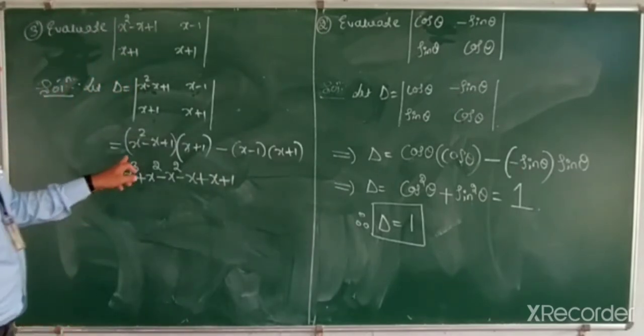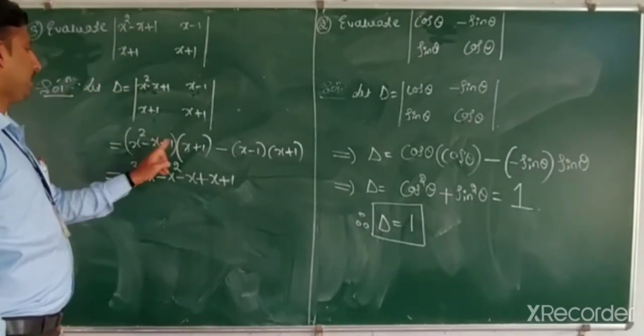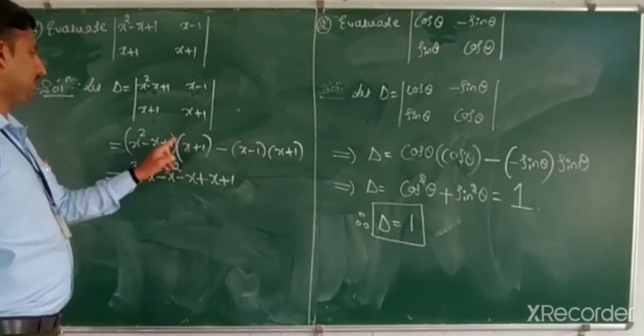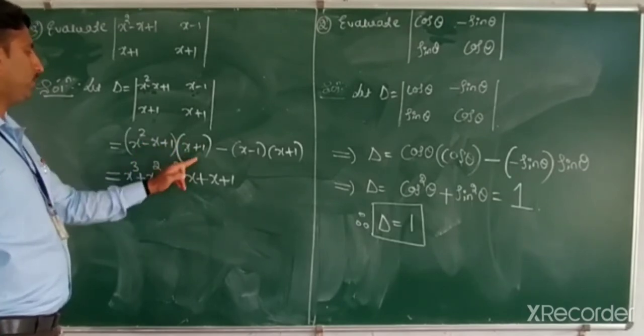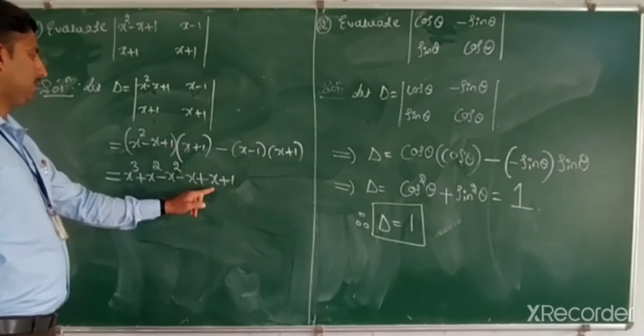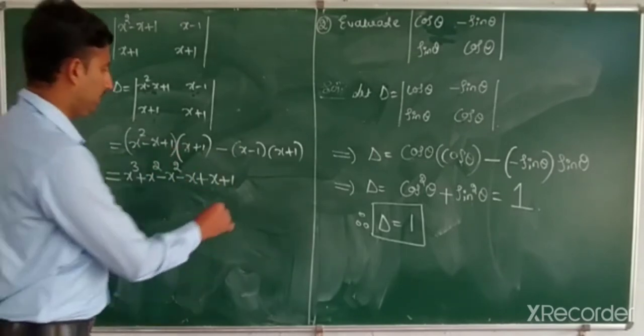Again you have to rectify. X square into x cube, x square into 1 is x square. Minus x into x is minus x square, minus x into 1 is minus x. 1 into x is x, 1 into 1 is 1. Then only it is correct.